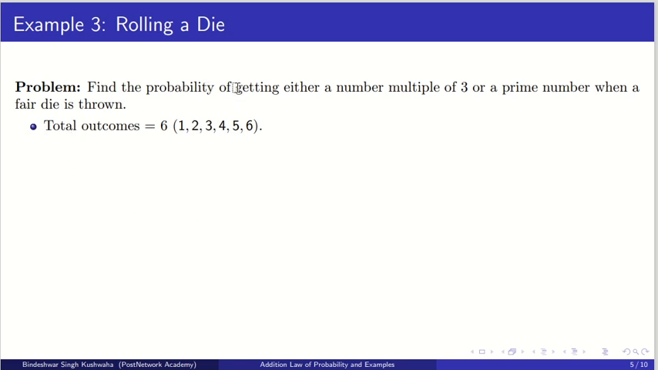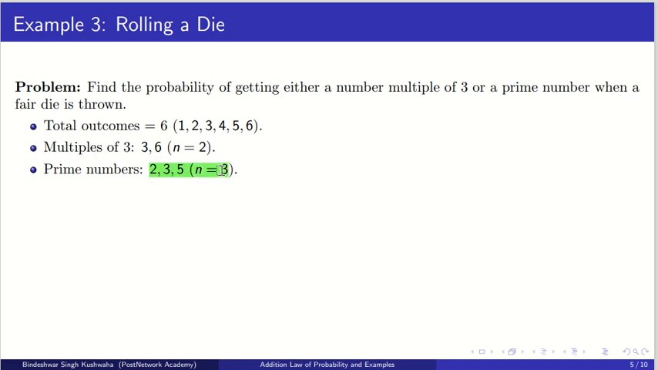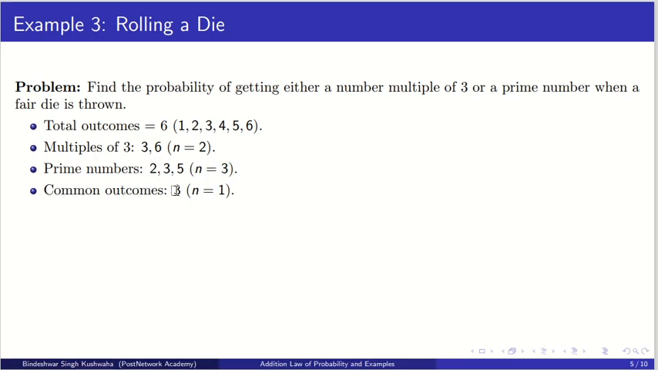Find the probability of getting either a number that is a multiple of 3 or a prime number when a fair die is thrown. So the total outcomes are 6. Multiples of 3 are 3 and 6, so there are two outcomes. Prime numbers: 2, 3 and 5 are prime, so you have got 3. And common, we have 3 in both, because 3 is a multiple of 3 as well as a prime number. That's why it is common.